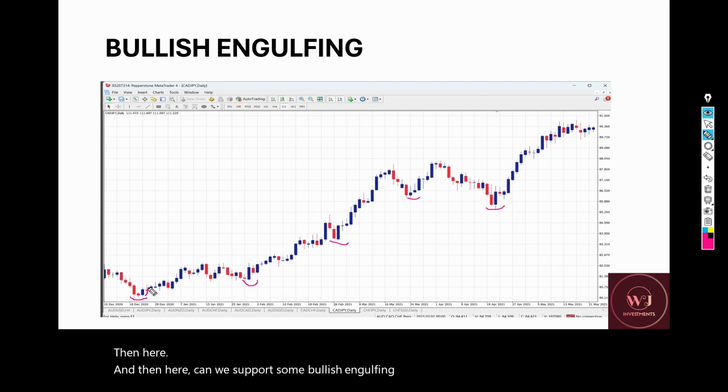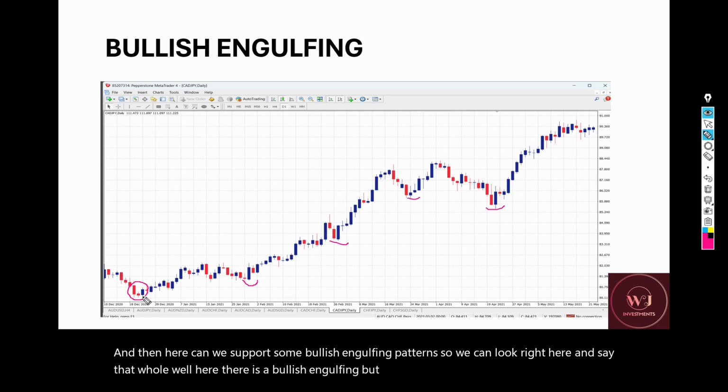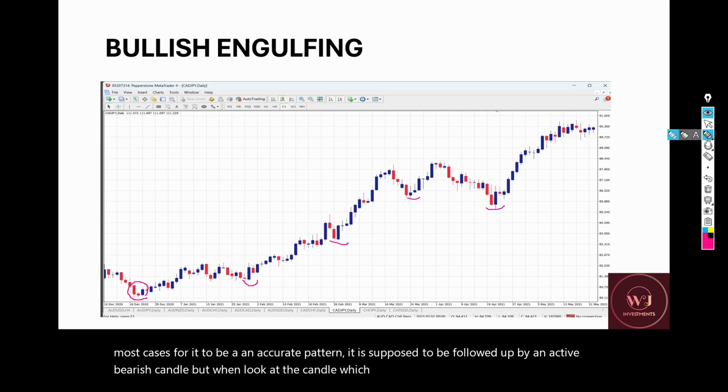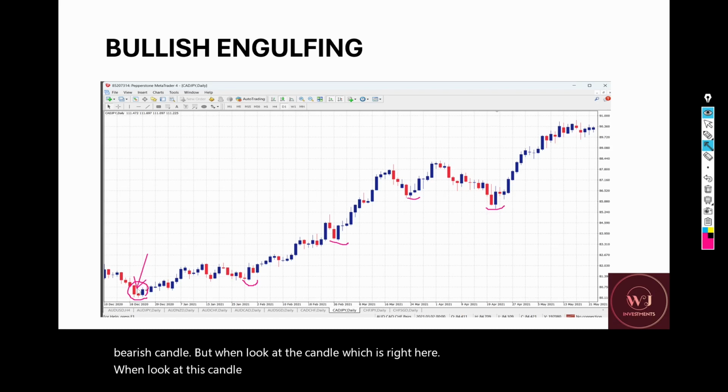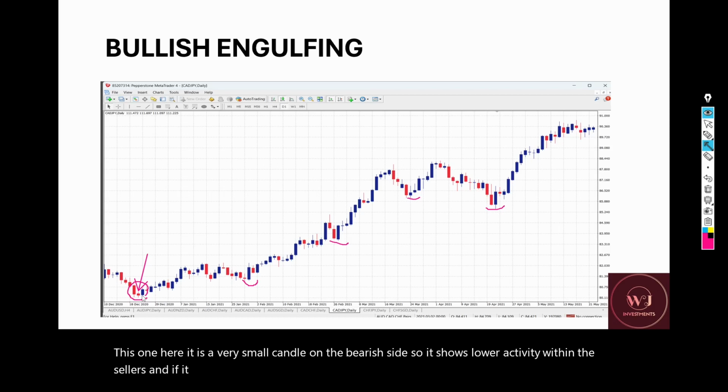So we can look right here and say that, oh well, here there is a bullish engulfing, but we say that a bullish engulfing, in most cases, for it to be an accurate pattern, is supposed to be followed up by an active bearish candle. But when you look at this candle down here, it is a very small candle on the bearish side. So it shows lower activity within the sellers. And if it shows a lower activity within the sellers, the subsequent candle is a bullish engulfing, but we do not consider it so much within the market.